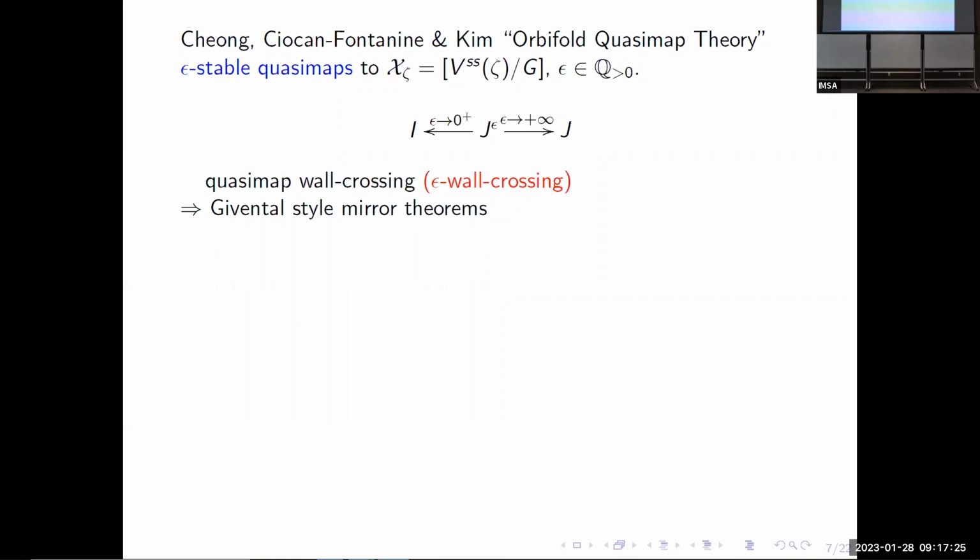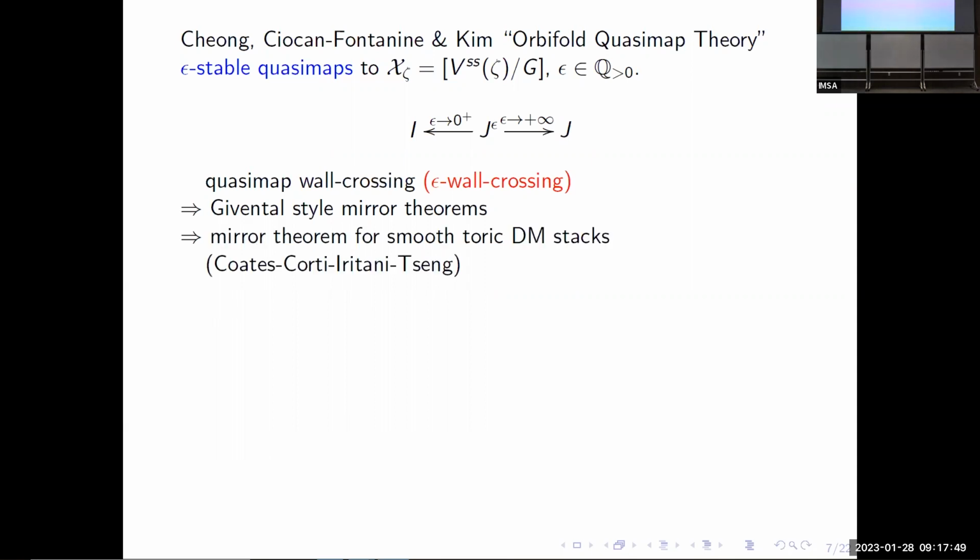So this quasimap wall crossing is proved at the level of cycles, and will imply Givental-style mirror theorems relating I and J. So the first step can also be viewed, thanks to this work, as an epsilon wall crossing. Now this V is general, so G is not necessarily abelian. In particular this will imply the mirror theorem for smooth Deligne-Mumford stacks by Coates-Corti-Iritani-Tseng.